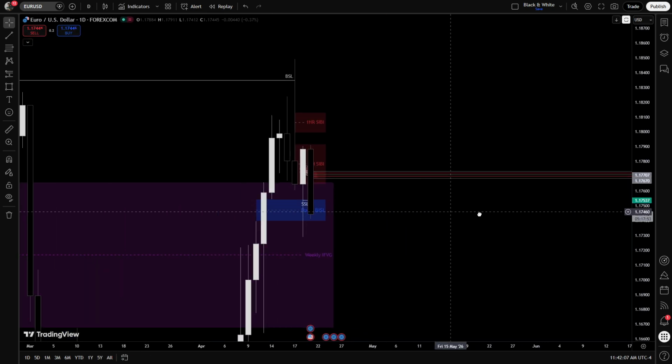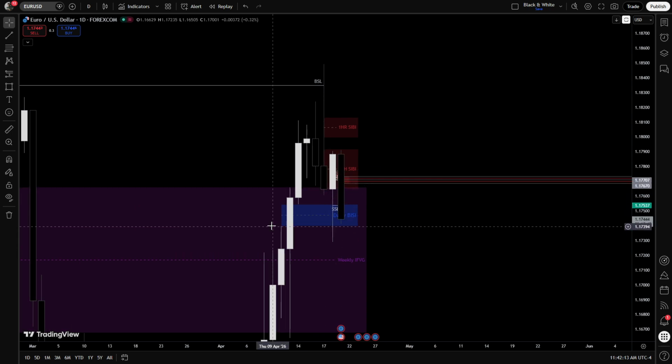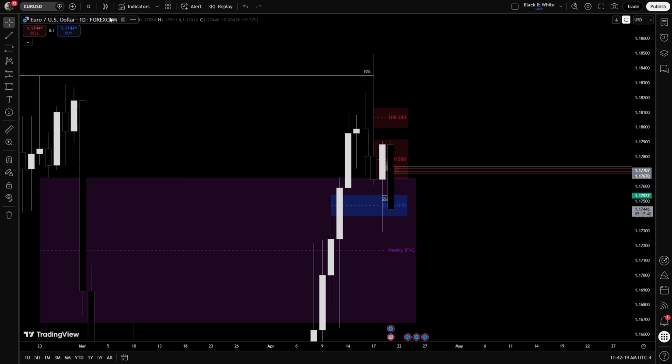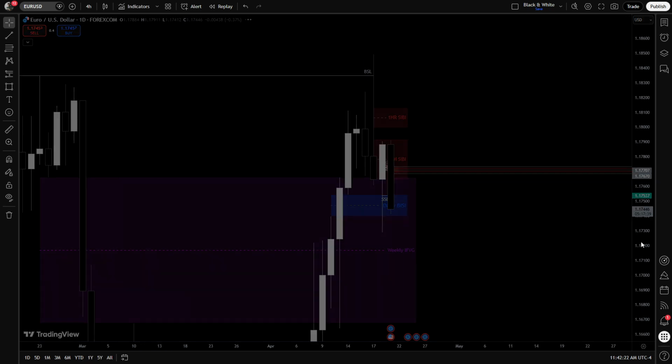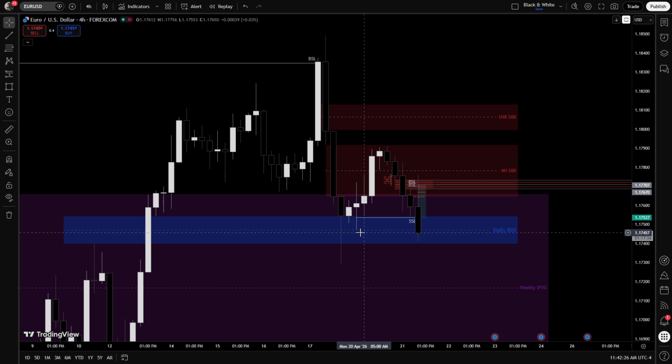as we were expecting, this was Monday, and today's Tuesday. Okay, so on Monday we were expecting this daily fair value gap, right? And we were also respecting this weekly fair value gap, and on the 4 hours. Now, after respecting it, we went higher. Now we respected this 4 hour fair value gap, right?